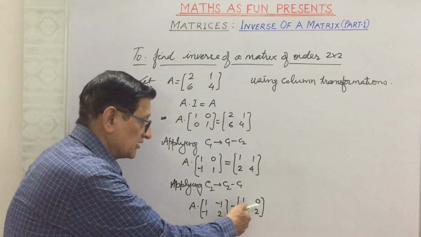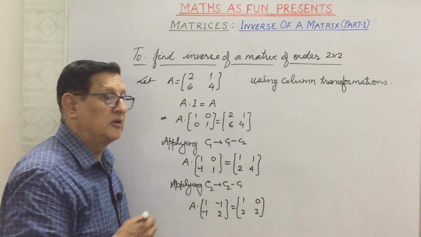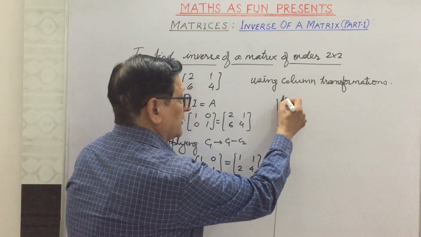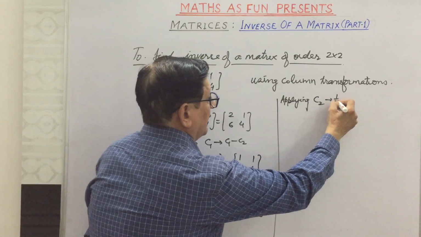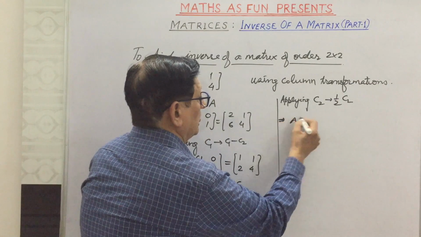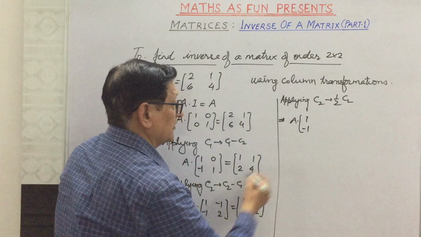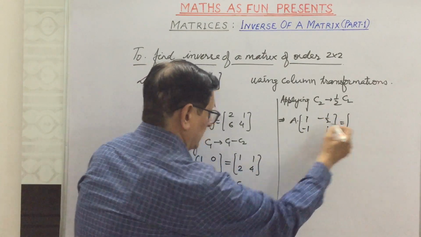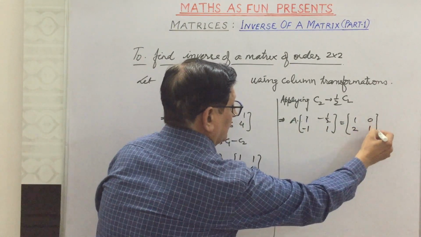And now we have to make this element as 1, that is A22. So to make it 1, we divide it by 2. So we are applying in C2, that is half of C2. And we get here A into what? This is 1 minus 1, this is minus half, and 2 upon 2, this is 1, that is equal to 1, 2, this will be 0 and this will be 1.